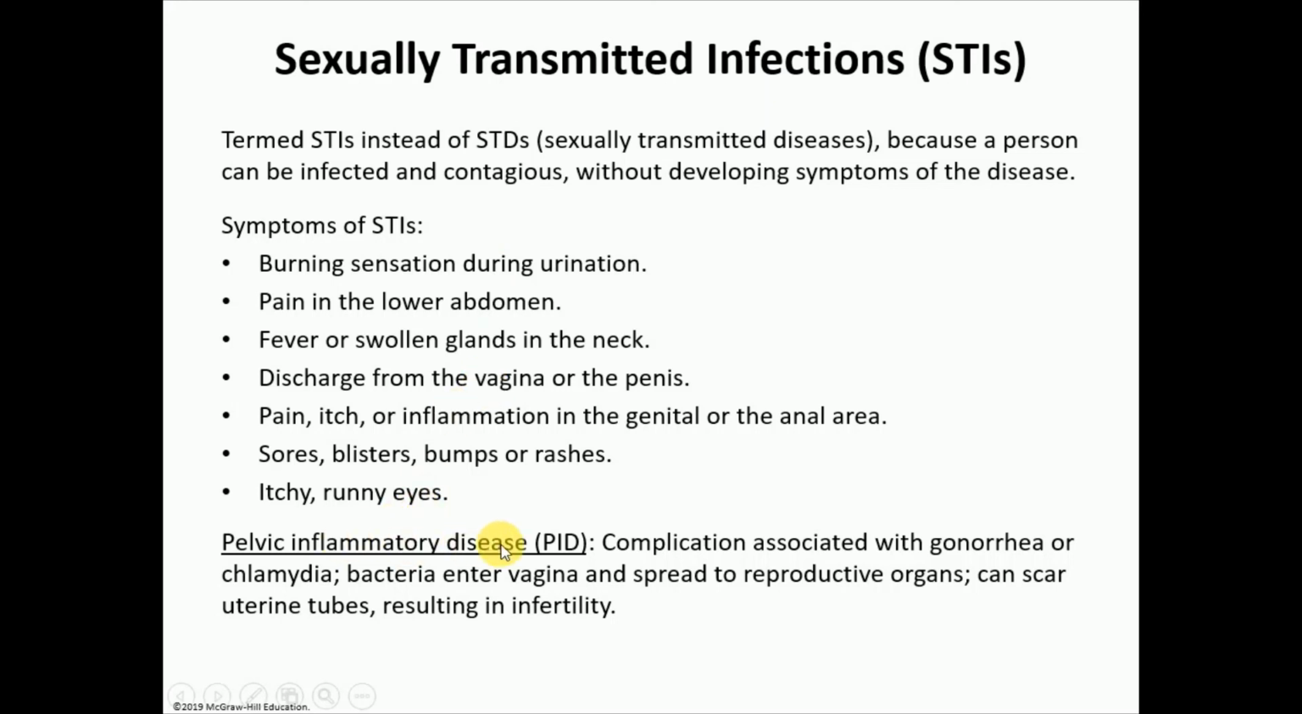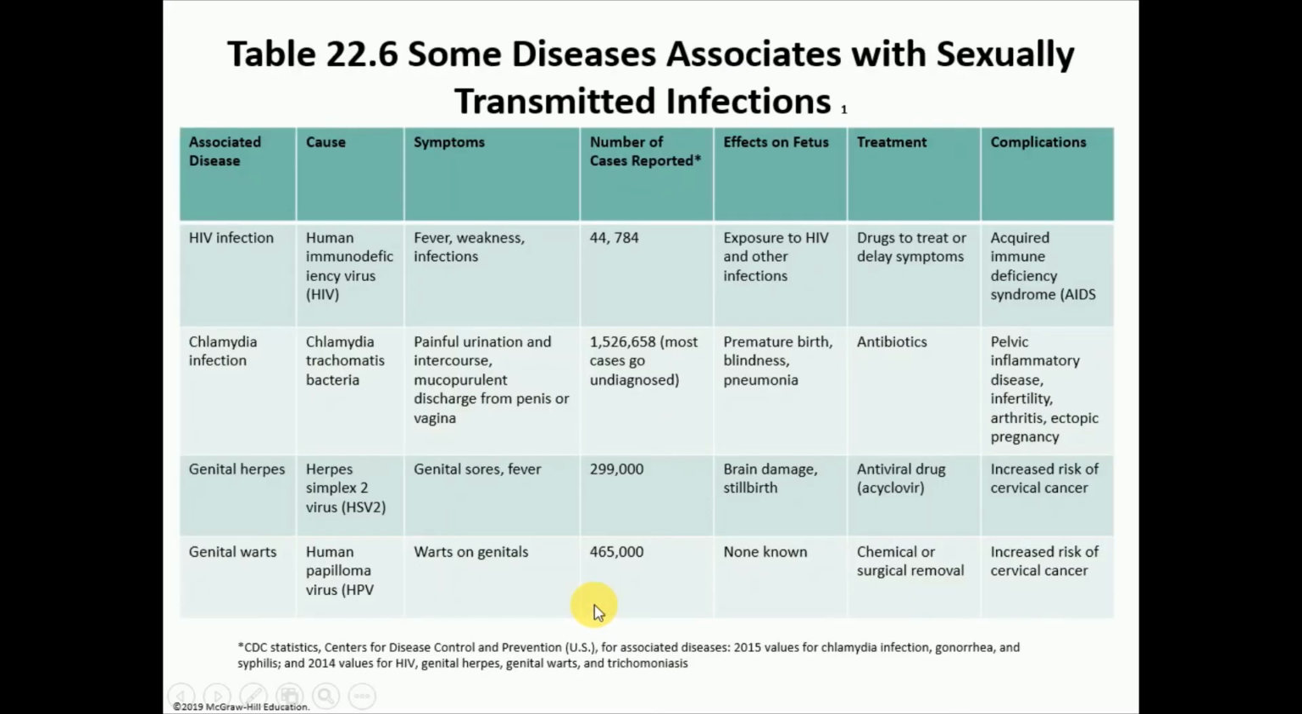There's pelvic inflammatory disease, which is a complication that happens because of gonorrhea or chlamydia, where bacteria enter the vagina and spread to the reproductive organs and can lead to scarring tissue and fibrosis, leading to infertility. These are some examples of STIs. So there's an HIV infection, due to the human immunodeficiency virus. One of the complications of an HIV infection would be AIDS syndrome.